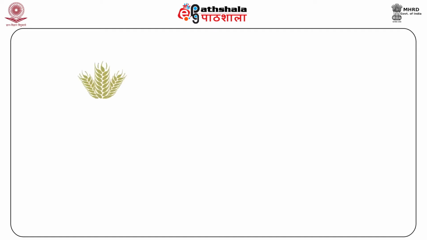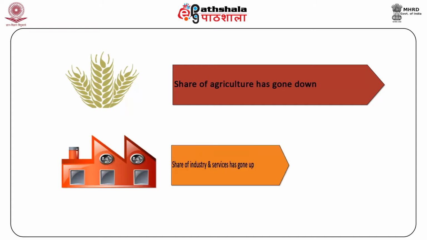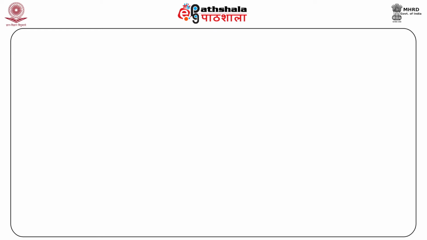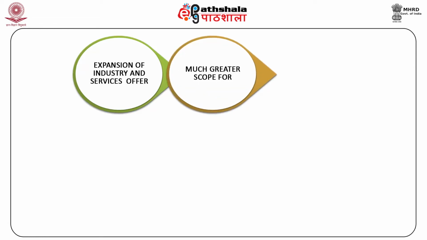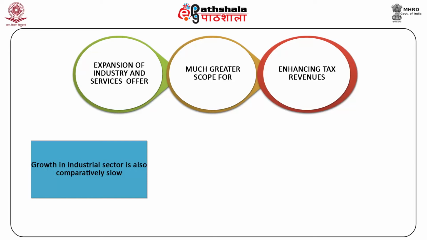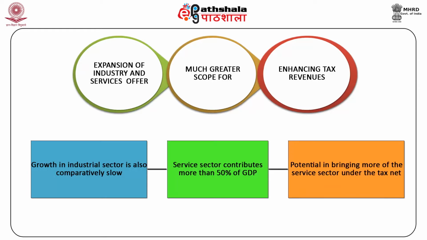With economic development, the share of agriculture has gone down considerably, while that of industry and services sector has gone up. Since agriculture has remained largely untaxed, there is no loss of tax revenue on this account, but expansion of industry and services do offer a much greater scope for enhancing tax revenues. As the growth in industrial sector is also comparatively slow and the service sector contributes more than 50% of GDP, there is potential in bringing more of the service sector under the tax net.